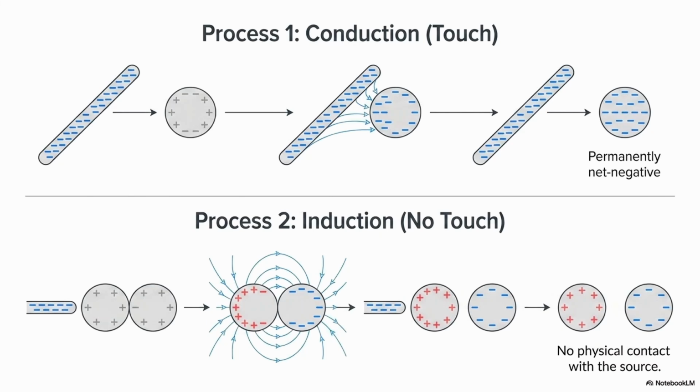And here's the trick, right? While the rod is still hovering close by, holding that segregated state in place, you physically pull the two spheres apart. You trap the charges. You permanently trap those electrons in the far sphere, and the near sphere is stuck with a massive deficit. You've created a positive and a negative object without ever making physical contact.